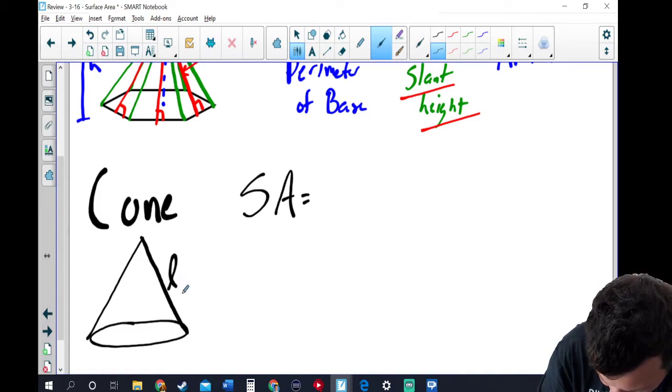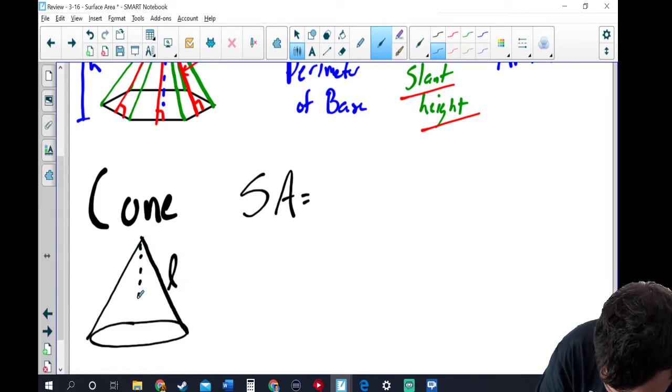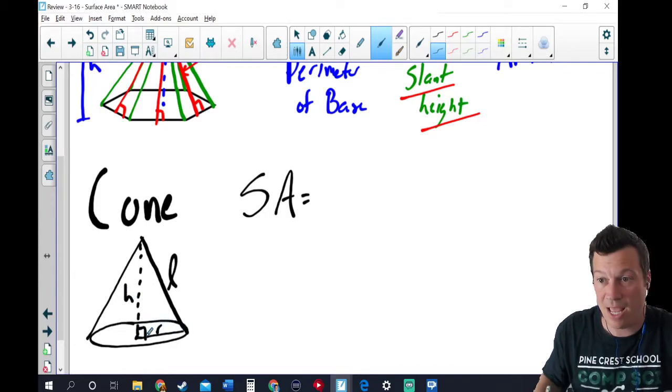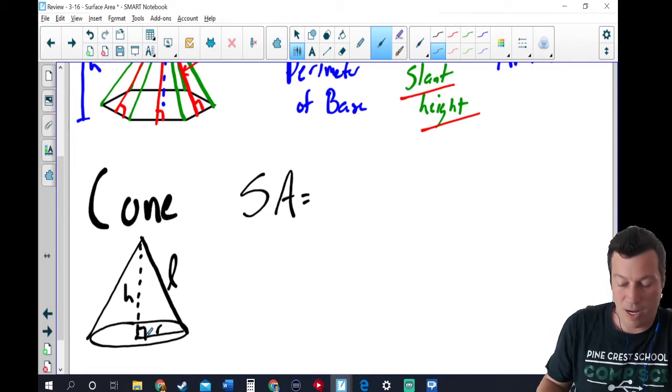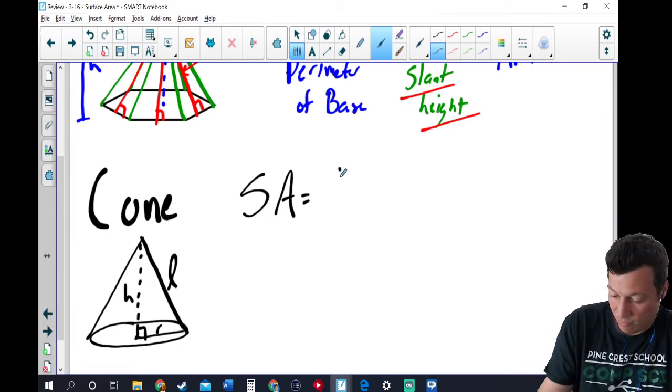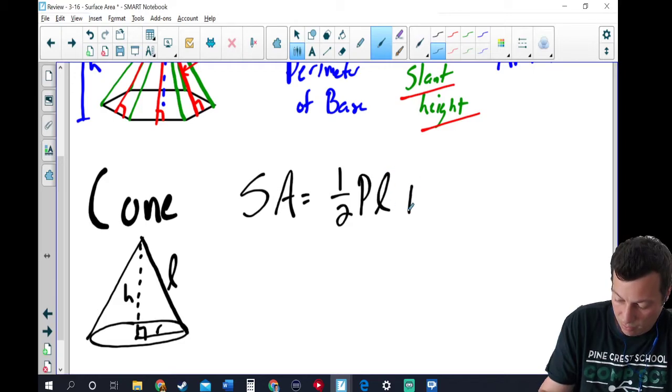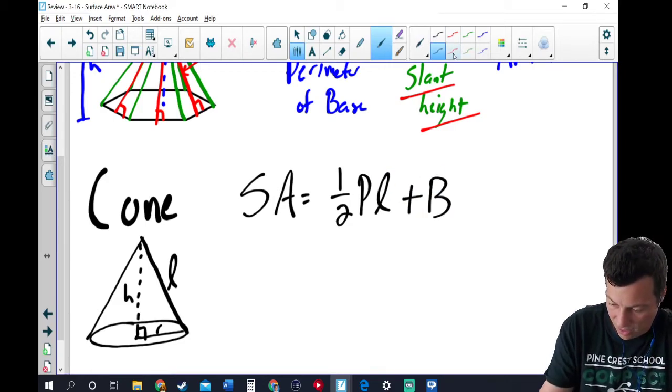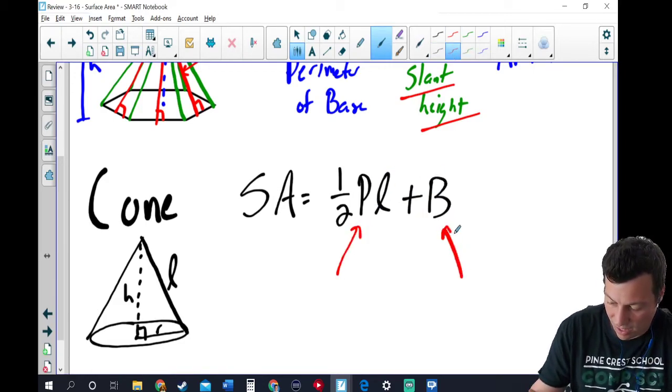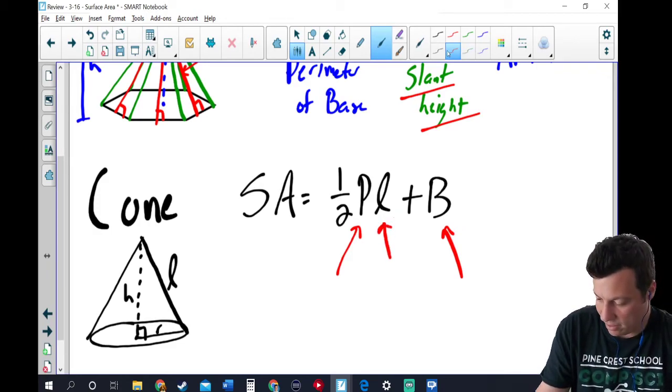So we still have the slant height. We still have the equivalent of the actual height. We have a circle, so we have a radius. We know that those form a right angle. We can do things with that. But it's still the same formula. It's 1/2 PL plus B. Oops, sorry. I meant that the slant height and the area of the base are the same thing.